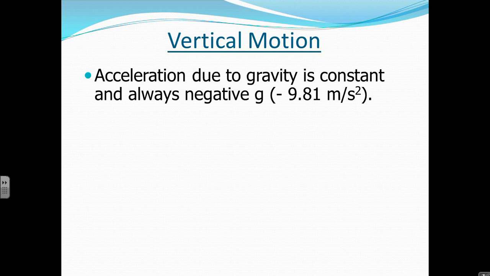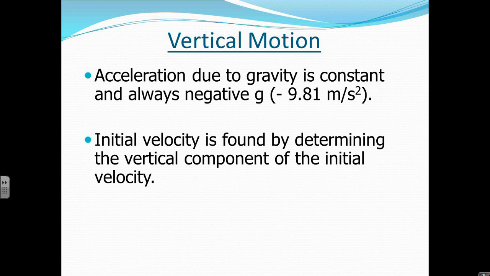So let's look at these two directions independently. The vertical motion has an acceleration due to gravity which is always constant and is always a negative g, or negative 9.8 meters per second squared. So this does not change. At the peak it's 9.8 meters per second squared, pointing in the downward direction. On the way up it's 9.8 meters per second squared, pointing downwards. On the way down it's 9.8 meters per second squared, pointing downwards.